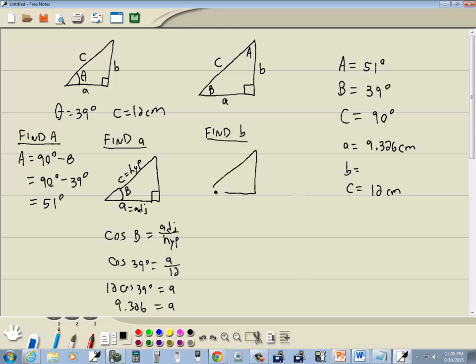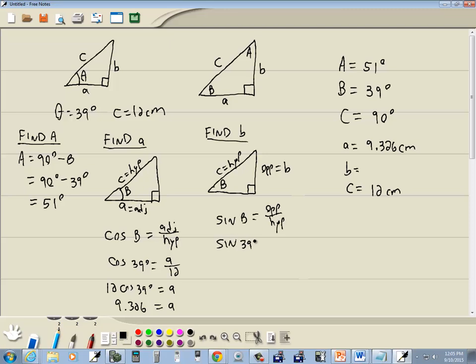Well, now let's find b. If I draw a picture again, we're given angle B, so I'll work with that. Side b is over here, and that's what we're trying to find. And this is the opposite side in relation to this angle. Now they give us c, which is again our hypotenuse. So I'm looking for a formula dealing with opposite and hypotenuse, which would be sine. So sine B is equal to opposite over hypotenuse.